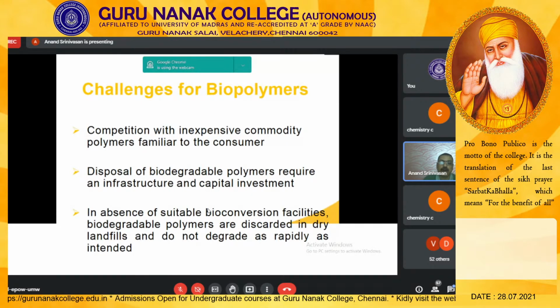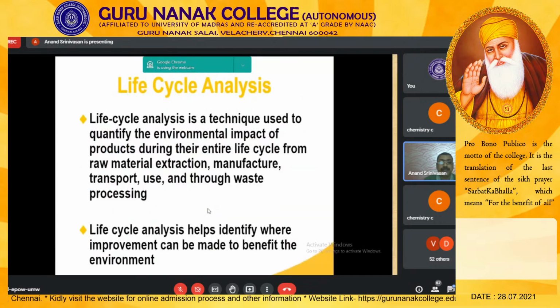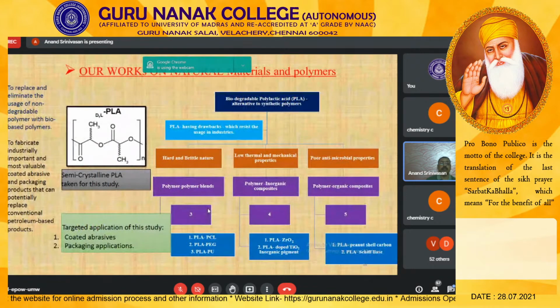So you have to make sure all these facilities are met, and you follow the guidelines properly, so that you really realize the importance of these materials. And besides that, as I told you, life cycle analysis is very important as far as biopolymers are concerned. It is a technique used to quantify the environmental impact of products during their entire life cycle, from raw material extraction, manufacture, transport, use, and through waste processing. So the LCA is very much needed, not only for biopolymers, even for other products as well. This LCA is pretty much inevitable. So that ends the topic of biopolymers.